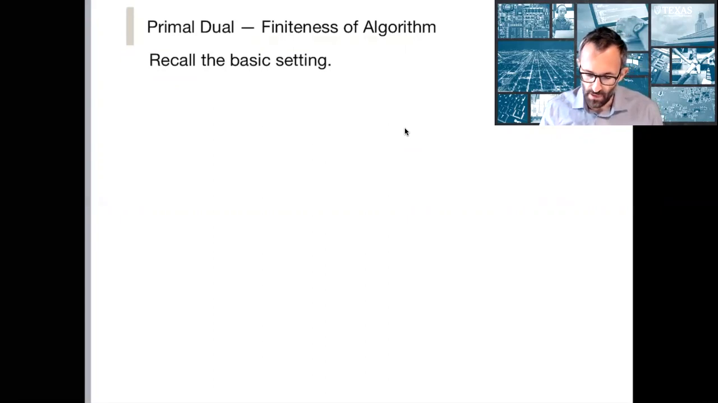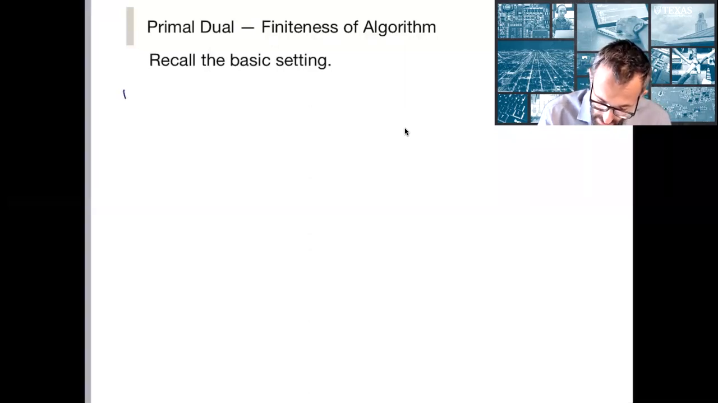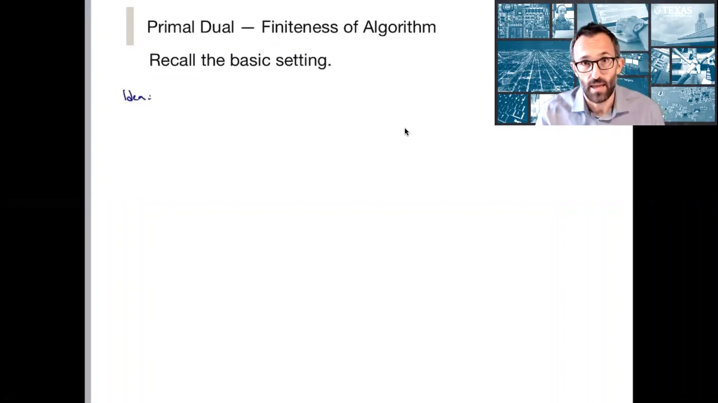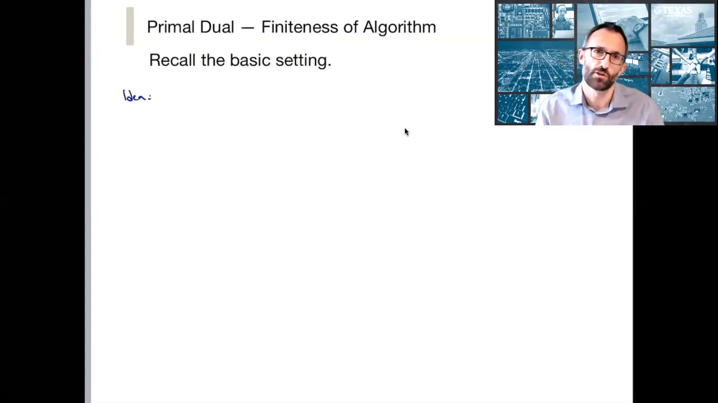So the basic setting is as follows. We start with a dual variable. Let's write down the main idea first. So the main idea is that if complementary slackness holds for two feasible solutions, for a primal feasible and dual feasible solution, then we're in business. So this motivates the idea, given a dual feasible variable, can we find a primal feasible variable that satisfies complementary slackness? That's the first idea.